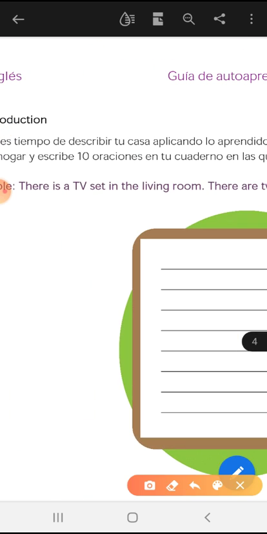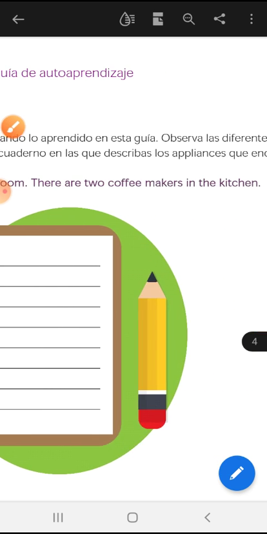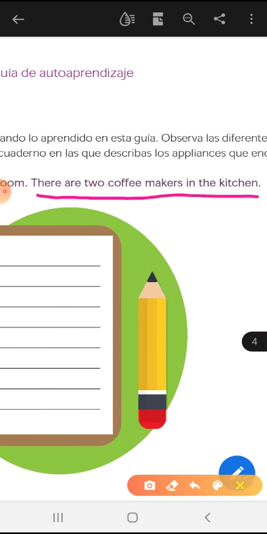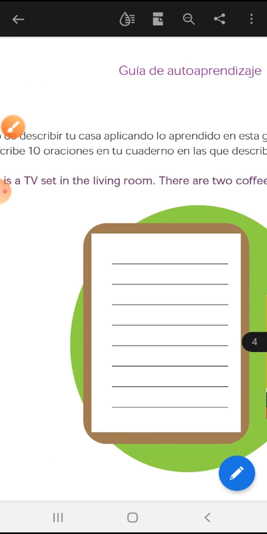Example. There is a TV set in the living room. There are 2 coffee makers in the kitchen. Another example. There is a computer in the living room. Other example. There is a stove in the kitchen. Okay, other example. There are 2 blenders in the kitchen. Okay, you can use those ideas.